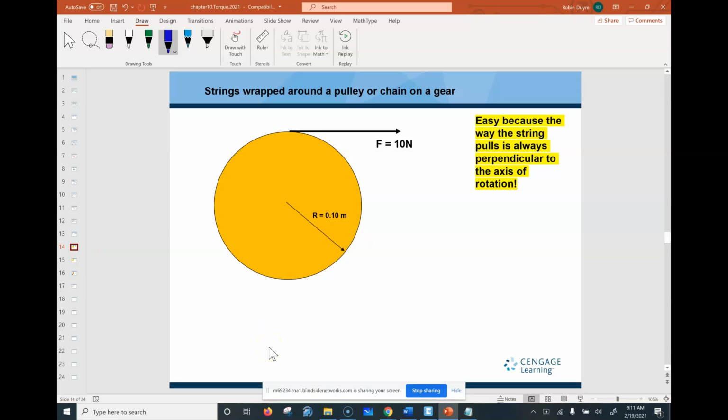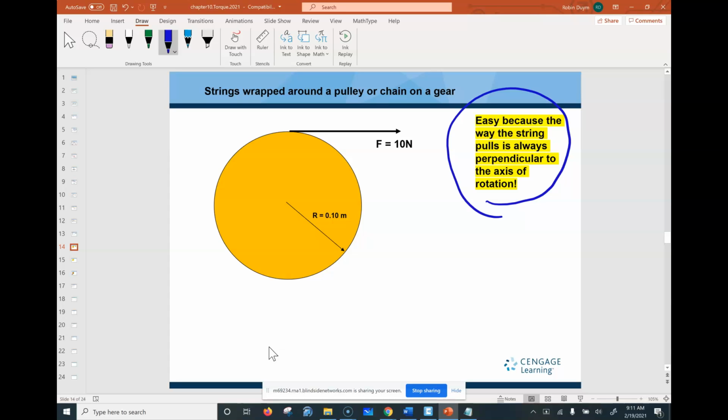All right, let's try this. When we have strings that are wrapped around a pulley or a chain or a gear, this is what we like to see. It's easy. And the reason that it's easy is because the string always pulls perpendicular to the axis of rotation.